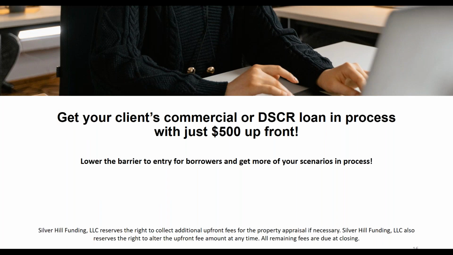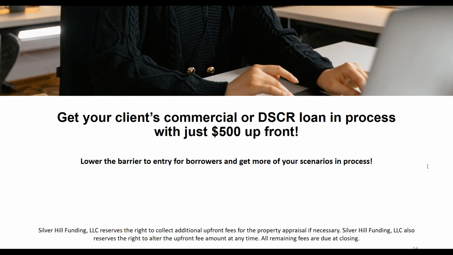Awesome. So this is something that's really unique to the industry. We had done it in the past, and now we're reintroducing it. For the folks on this webinar, you probably hadn't had experience with us back in the day where we did this: $500. So it says on the screen, we lower the barrier for entry for borrowers to get more of your scenarios into process. This just went into effect a day or two ago, I want to say.